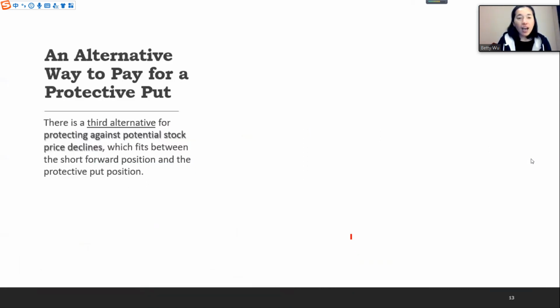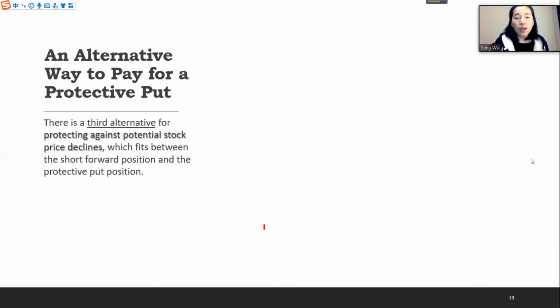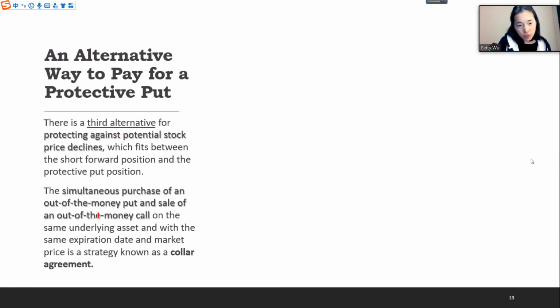Okay. And the last thing I would like to say, before I let you go, is really very quickly about an alternative way to pay for a protected put. Remember, this is a protected put, right? So to protect against potential stock price declines, we can use short forward contracts or protected puts. And there's a third alternative, which is simultaneous purchase of an out-of-money put and sale of an out-of-money call. Remember, out-of-money options are cheaper.